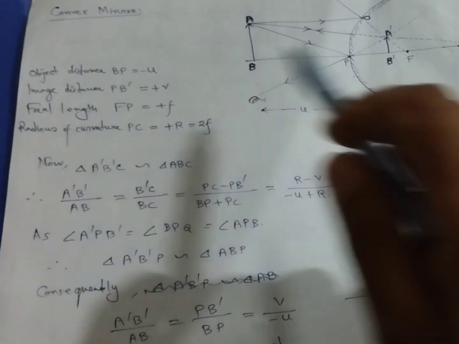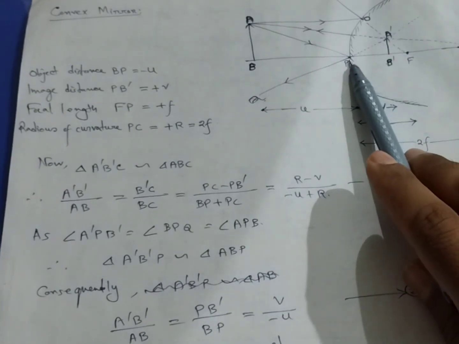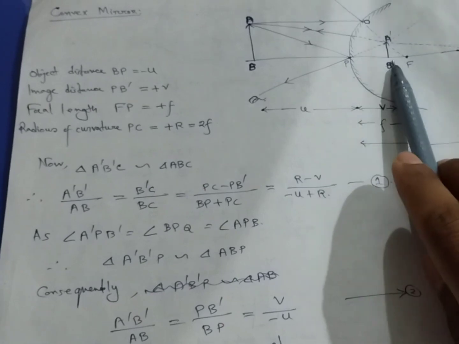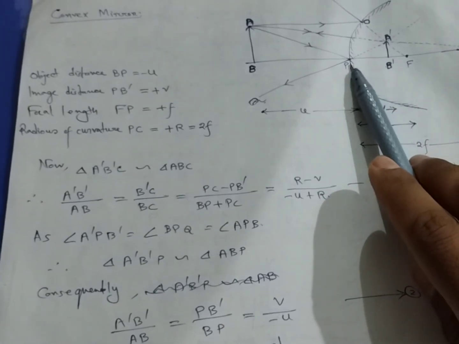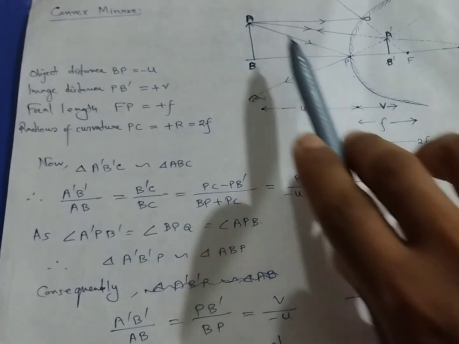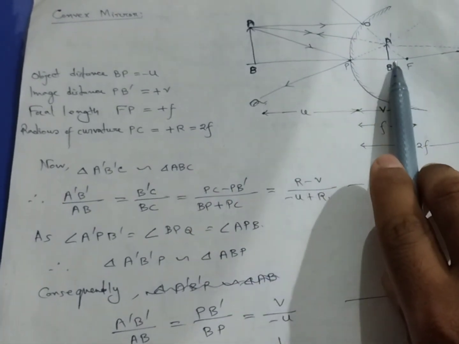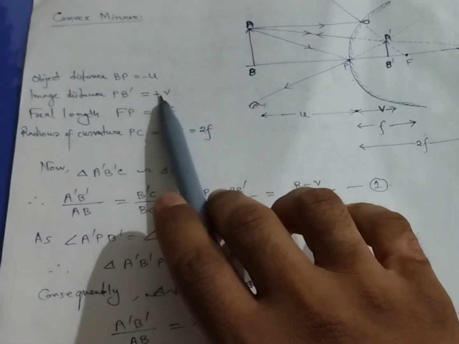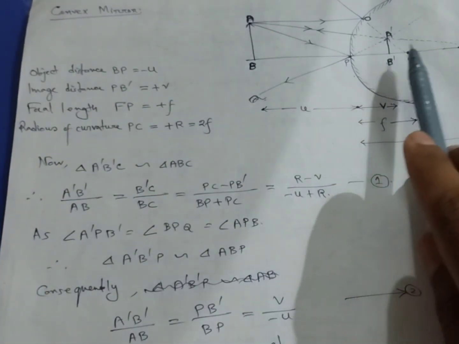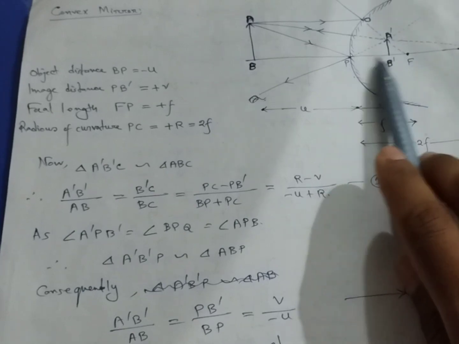And the image distance is PB dash. The image distance is also calculated from the pole P. Since we calculate it in the direction of the incident ray, here we write the image distance as positive. And the focal length is FP. FP is the focal length.